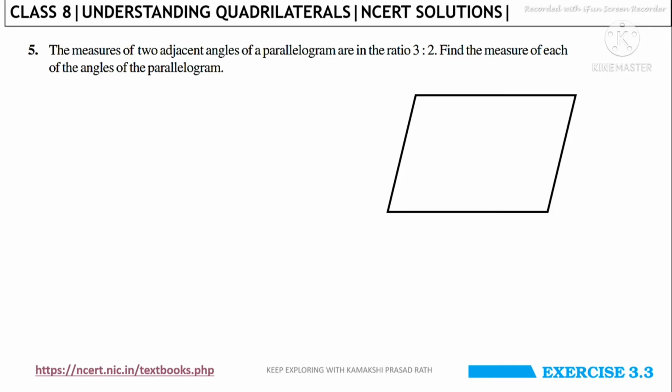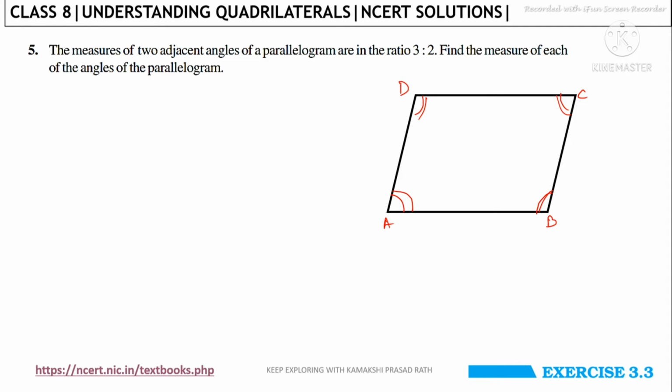So let us consider the parallelogram ABCD. Here we can say angle A and angle B are adjacent. Then angle A and angle D are adjacent to each other. Similarly, D and C, and B and C. These are called adjacent angles, which share a common side.